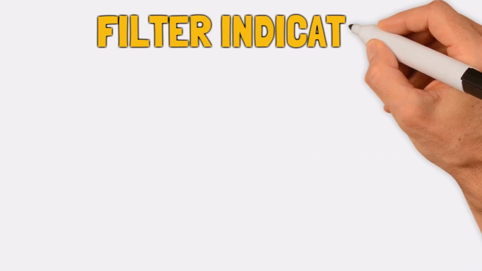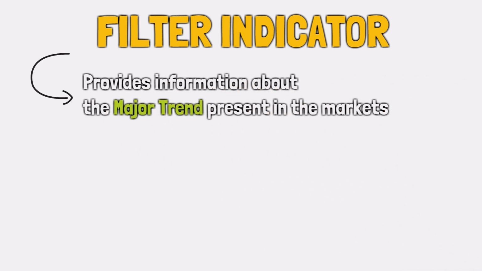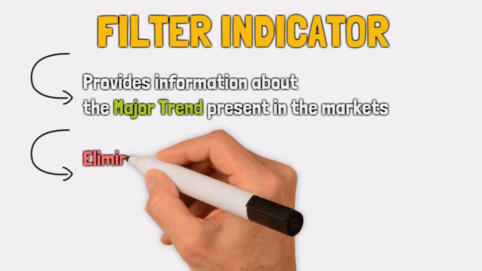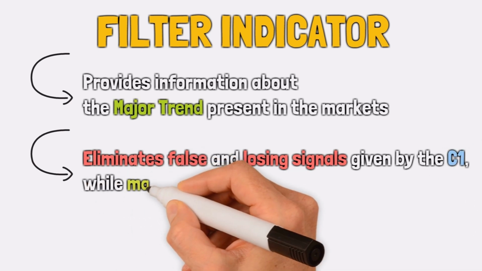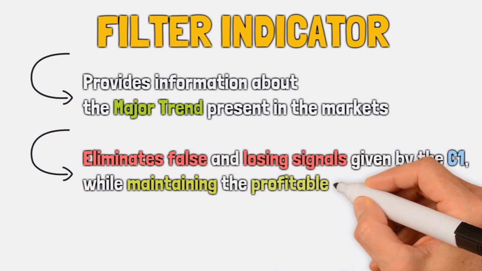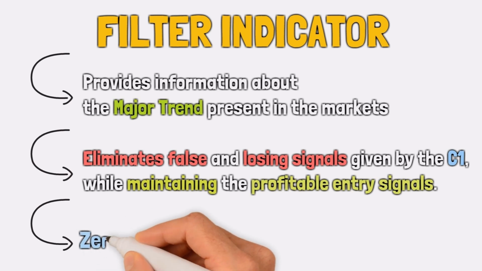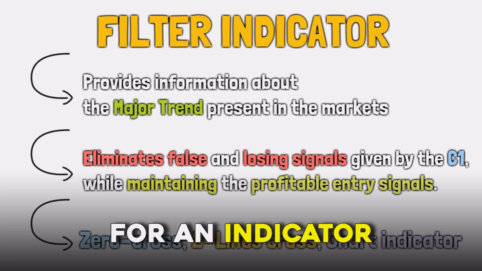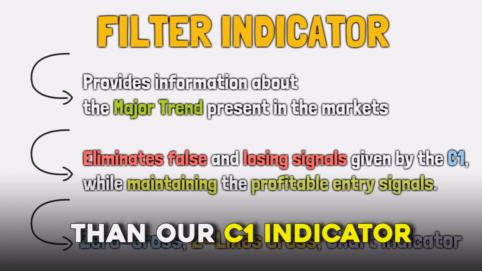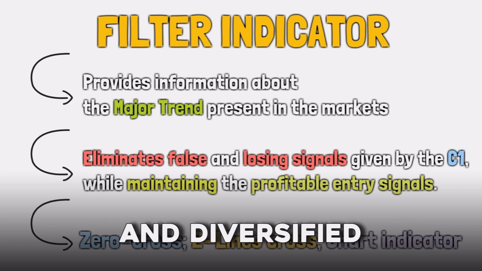In theory, a filter indicator is a tool that provides information about the major trend present in the markets, which should eliminate the largest number of false and losing signals given by the C1 indicator, in my case, the stochastic, while maintaining the profitable entry signals. And as long as it meets these conditions, it can be any type of indicator. It can be a zero cross, a 2 lines cross, or a chart indicator. Usually, we should look for an indicator that works differently than our C1 indicator, so that our final trading system is as efficient and diversified as possible.